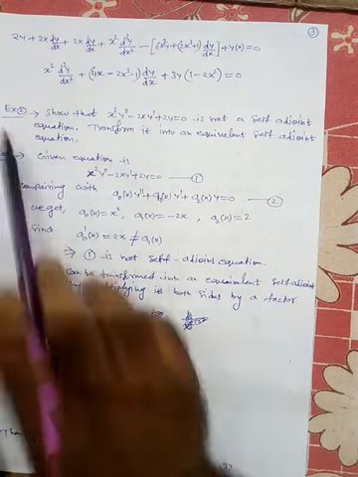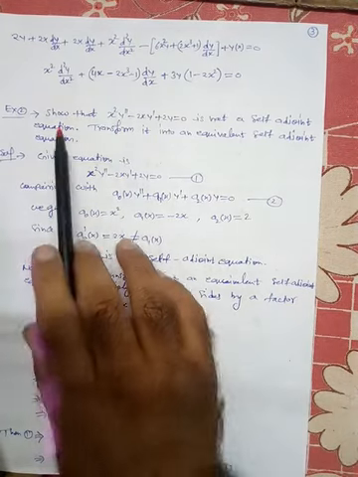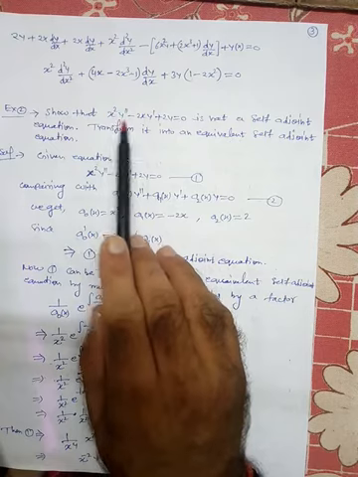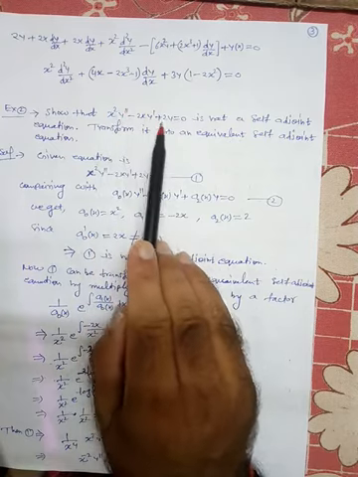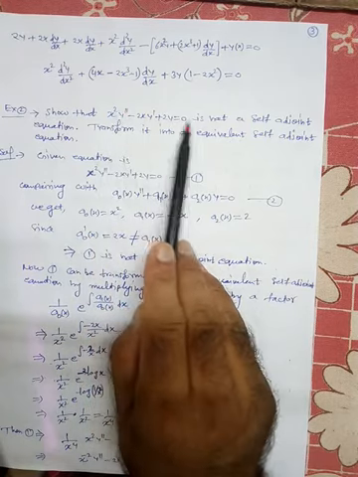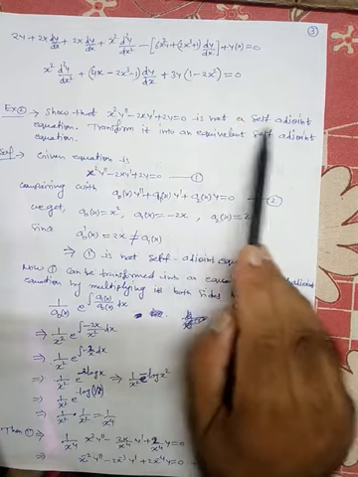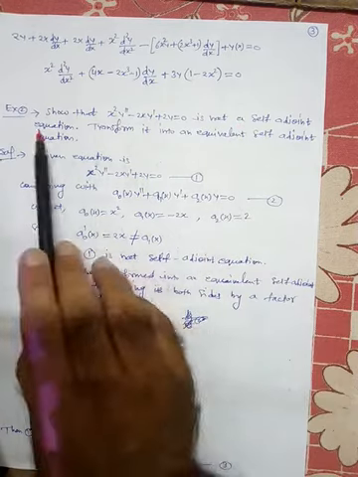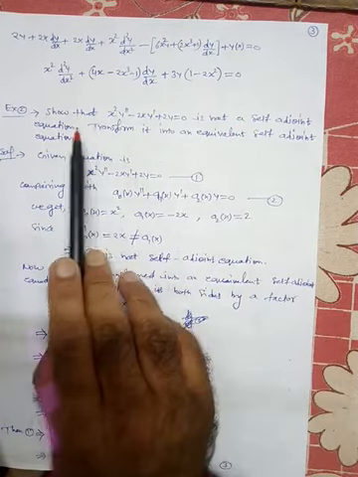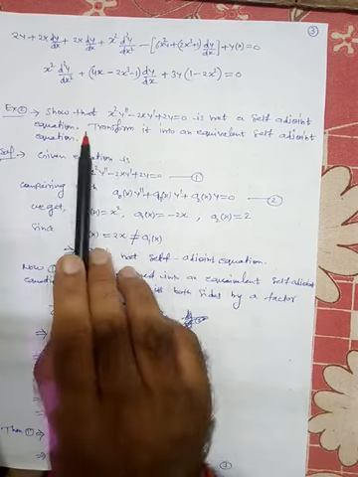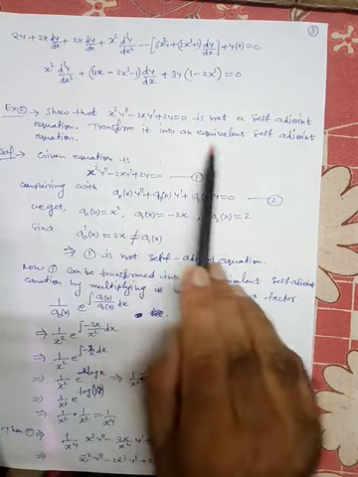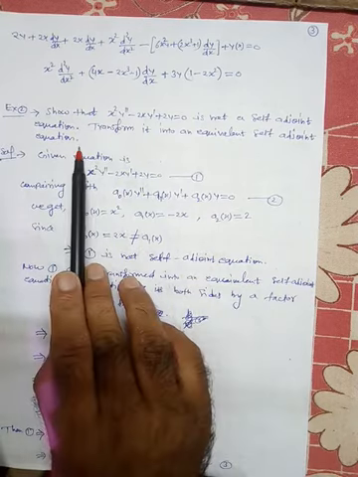Okay, now example number 2. Show that x square y double dash minus 2xy dash plus 2y is equal to 0 is not a self-adjoint equation. This is not a self-adjoint equation. The first part we have to prove this. Second, transform it into an equivalent self-adjoint equation.